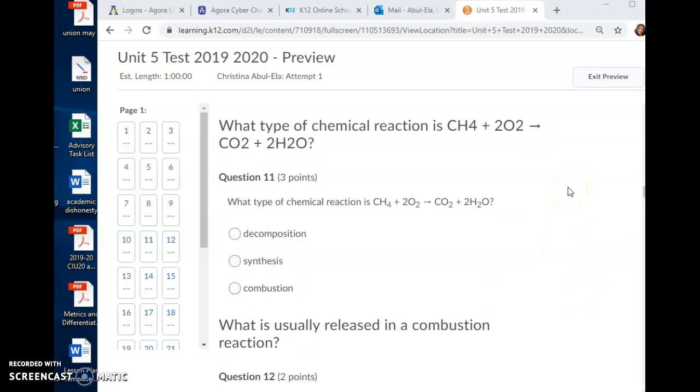Question 11. What type of chemical reaction is CH4 plus oxygen gas yields carbon dioxide and water? Decomposition, synthesis, combustion.